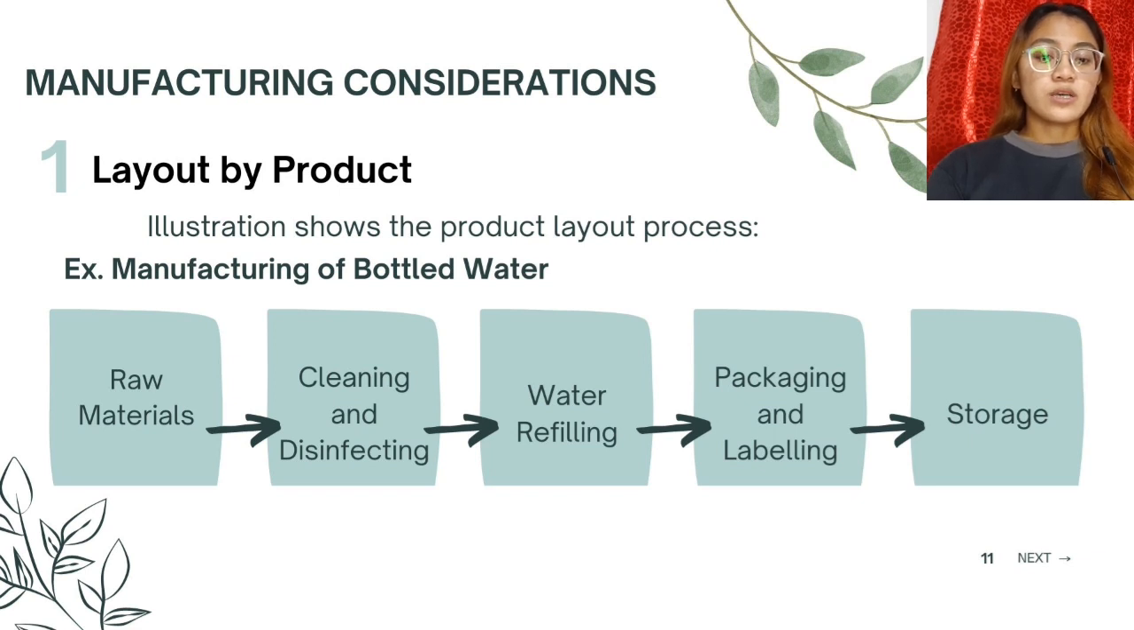The material starts at the head of the line and is moved progressively to adjacent machines until the completion of the item at the end of the line. An example of it is the manufacturing of bottled water. This starts from the raw materials, followed by the cleaning and disinfecting of the bottles, then the water refilling, then the packaging and labeling, and after that the last process is storage.